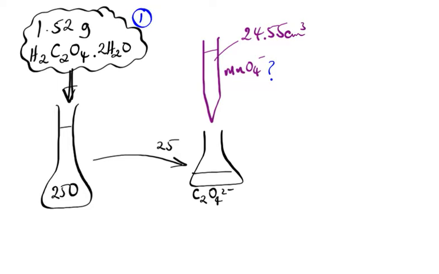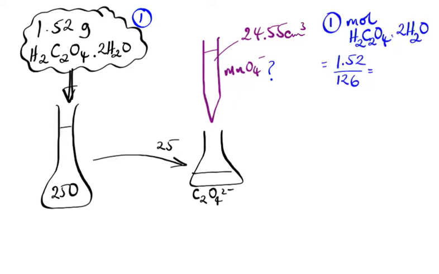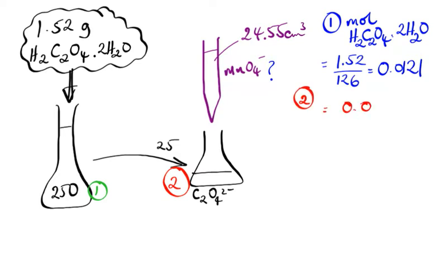We can get the moles of the ethanedioic acid and hence the ethanedioate ions. So the first part is simply the mass over the Mr, and that gives us 0.0121 moles, and that's in 250 centimetres cubed. So to get the moles in our conical flask, we just want 1/10 of that. So that's 1.21 times 10 to the minus 3.